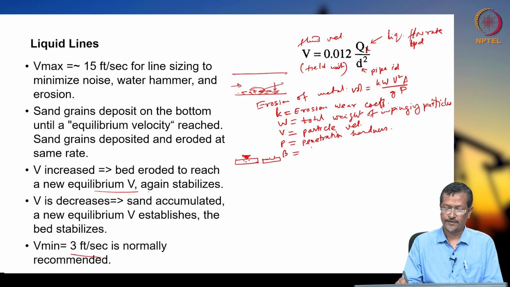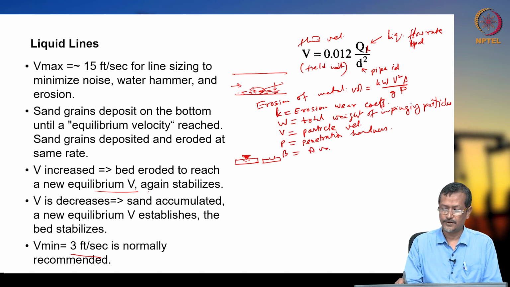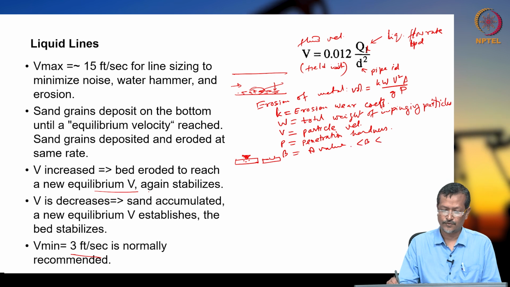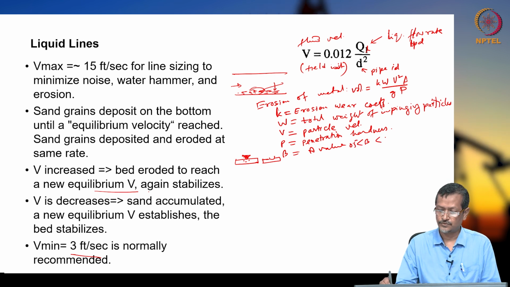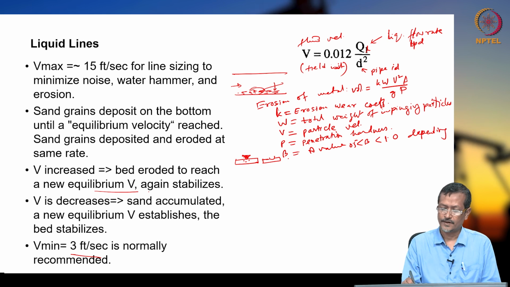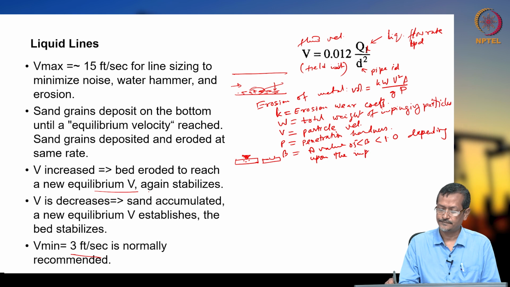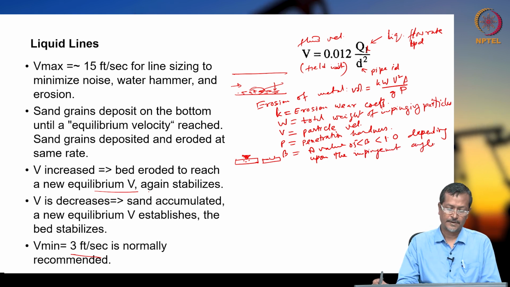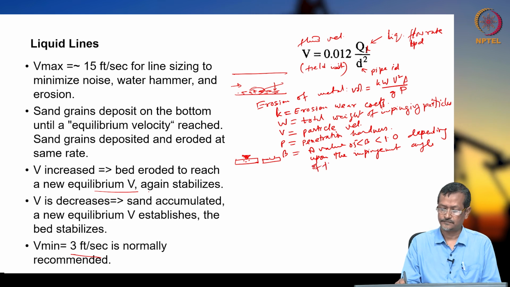Beta is a value between 0.5 to 1.0, depending upon the impingement angle of the particle. Okay.